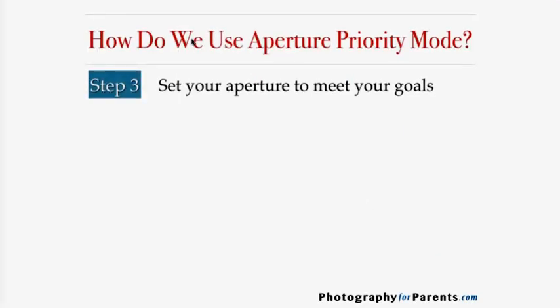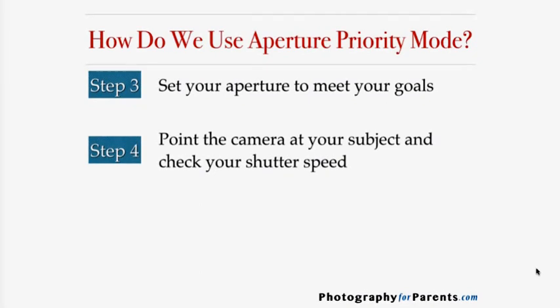Okay, so now that you set your aperture, your next step is going to be to point the camera at your subject and check your shutter speed. Your shutter speed is going to fluctuate, remember, and depending on your situation, your shutter speed will differ.